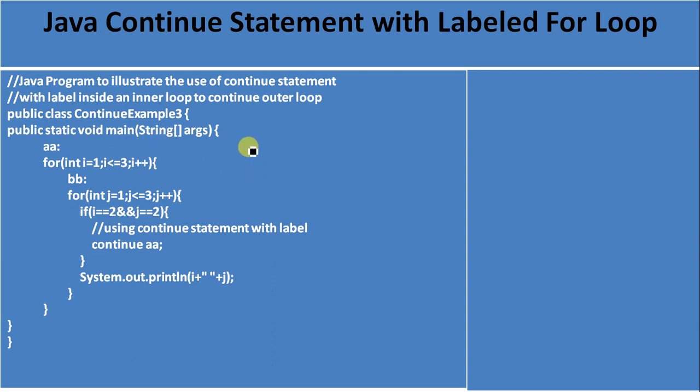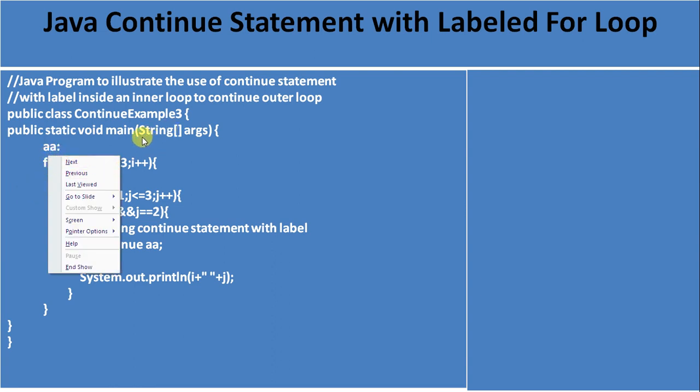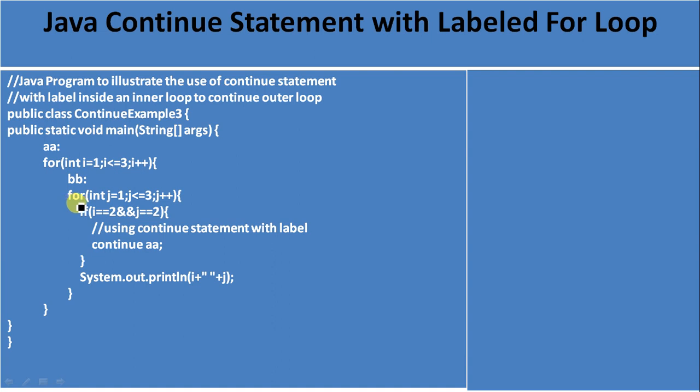So here we are creating a class, Java continue example 3, public static void main method, and we are defining a for loop. This is the outer for loop, but this time we are giving it a name, AA. This is called a label. Okay. Also we create an inner for loop and we give it the name BB. This is a label name, and here we are putting one condition: if i equal to 2 and j equal to 2, then continue AA, meaning continue the outer for loop.